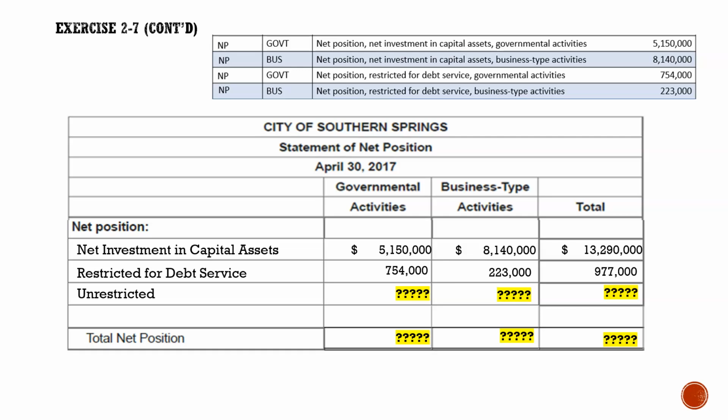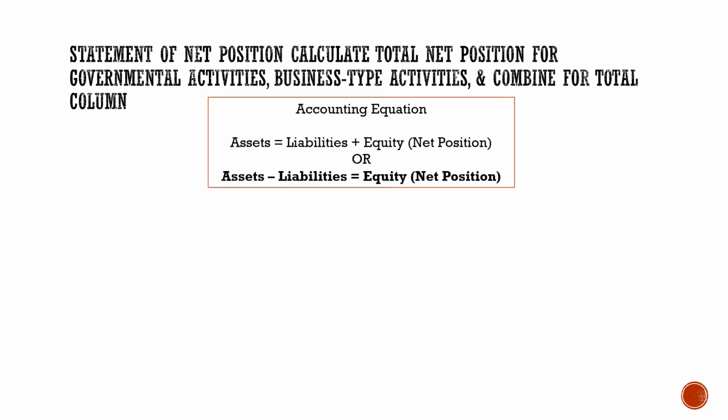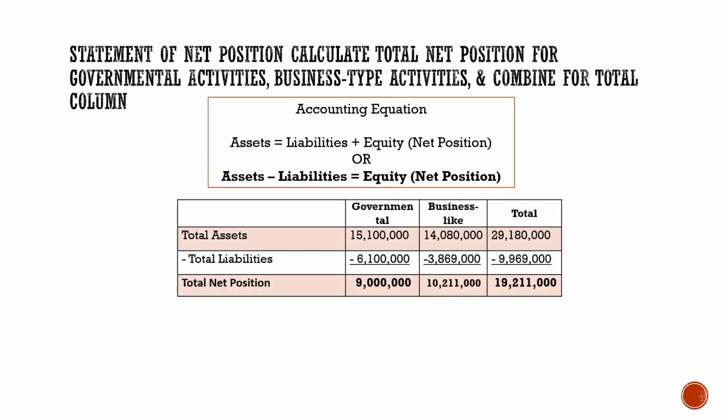Well, pretty simple. We're going to solve for the total net position first, and then we'll use that to back into the unrestricted net position number. So recall the accounting equation that we can use here. We can use assets equal liabilities plus equity, or net position, or we can use assets minus liabilities equals net position, right? That second one is the one that we're going to use to find that total net position.